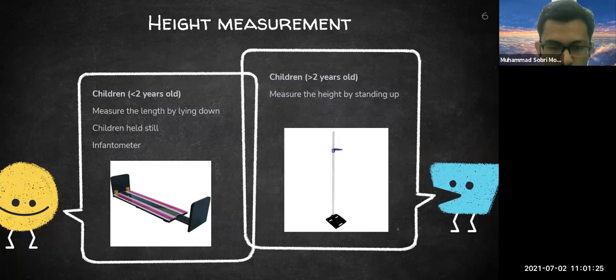I tried to search for the rationale for why the cut point is 2 years old, with less than 2 years old measured by lying down and more than 2 years old by standing up. However, I cannot find the reason why. Okay. The doctor can clarify after this.